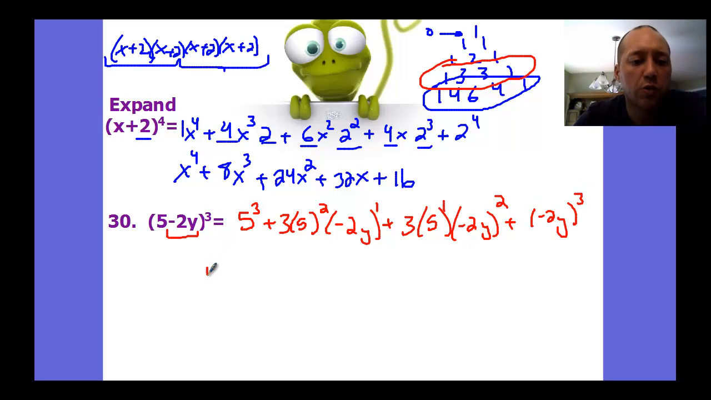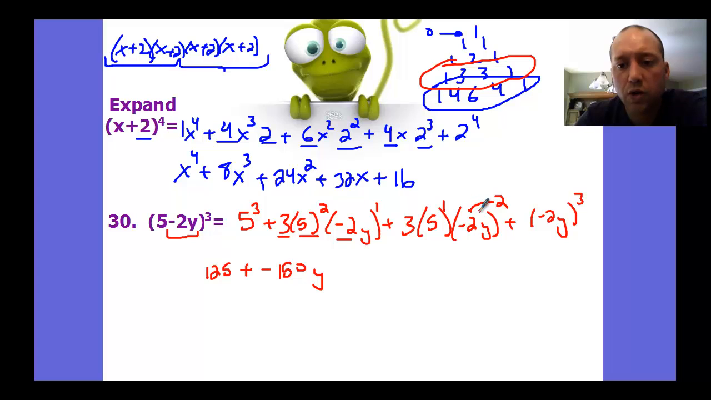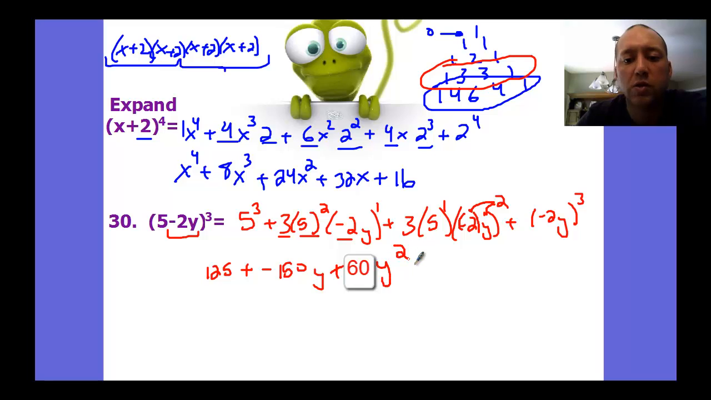So 5 cubed is 125, plus 5 squared is 25, times 3 is 75. 75 times a negative 2 is a negative 150y. For our next term, we have to make sure that this square goes to negative 2 and y. So negative 2 squared is 4. 4 times 5 is 20. 20 times, what's positive, y squared. And then the next one, we have negative 2 to the third power, which is going to be negative 8y cubed. And so this would be the value, or the expansion.